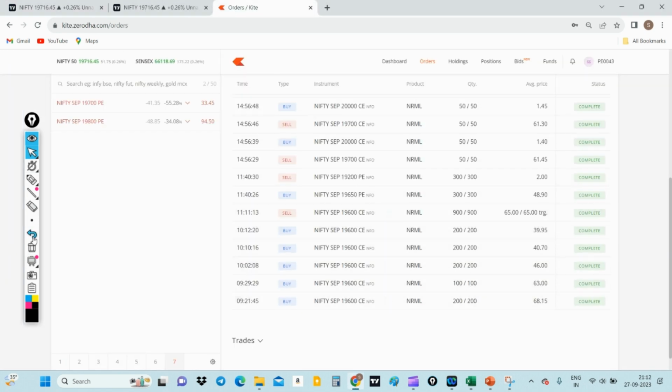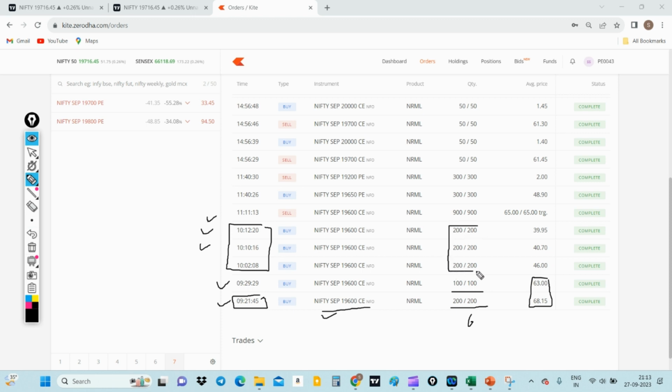I started making an entry on the call side, on this monthly expiry 19600 strike. I bought at 921 around four lots, and again I added two lots at 930. So cumulatively I had around 300 quantities, six lots, at the beginning. Then I waited till 10 o'clock. I started adding again at 10 o'clock, 10:10 and 10:12, and overall I added 600 quantities. So overall I had around 900 quantities by 10:12.